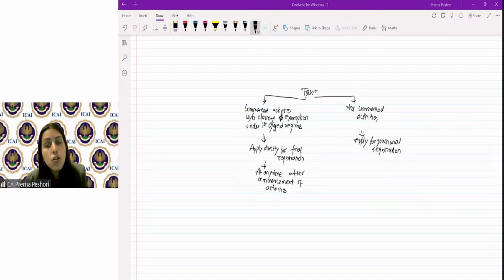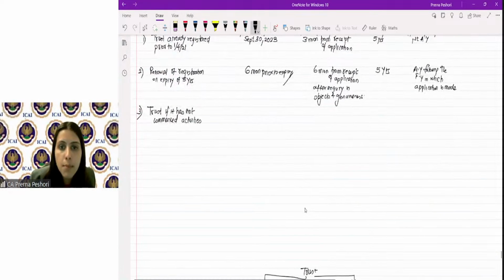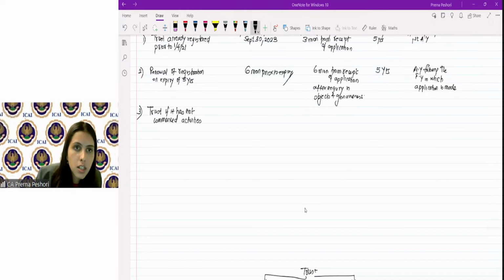So if you have commenced the activity, apply directly for final registration. If you have not commenced the activity, apply for the provisional registration. Now this will be applicable from the AY immediately following the financial year in which the application is made. So first, for the trust which has not commenced the activity, I will apply for the provisional registration.